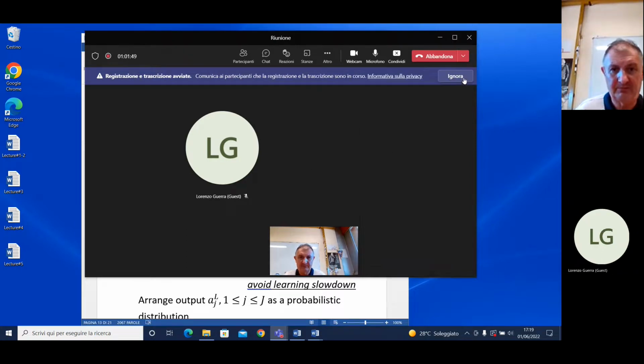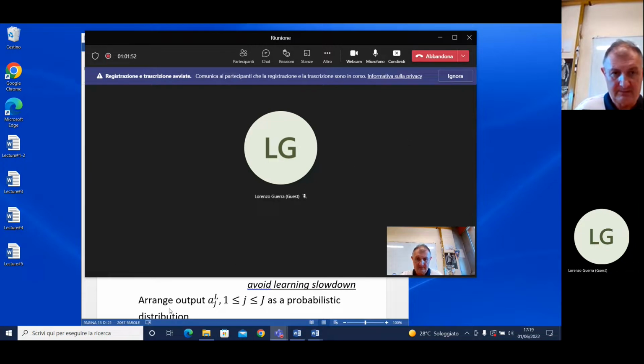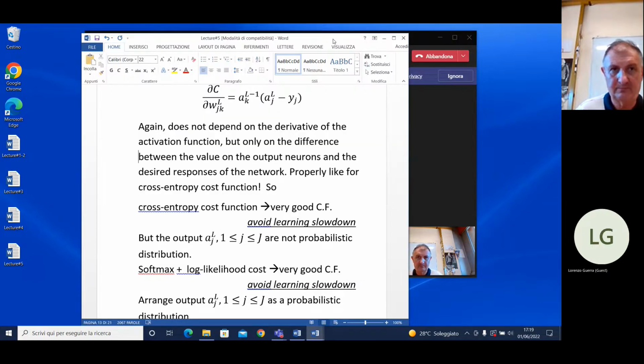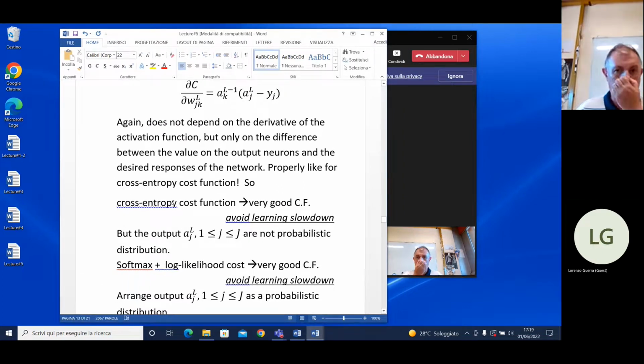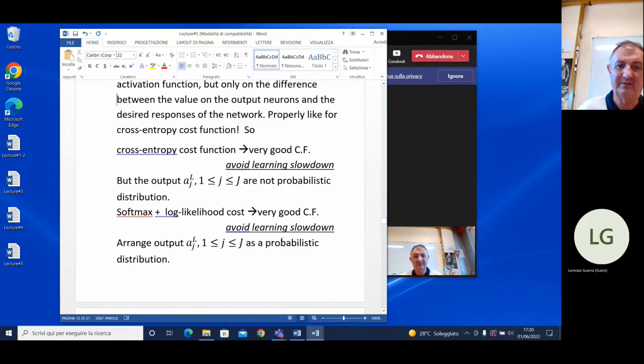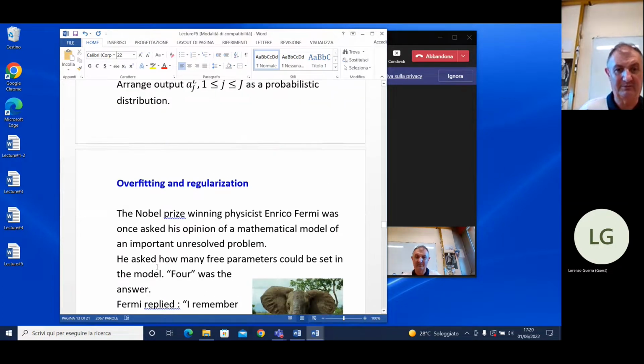Let's continue. Softmax plus log likelihood cost is also a very good cost function, which also avoids learning slowdown, but arranges the output layer in the sense that its values present a probability distribution. It's very pleasant.